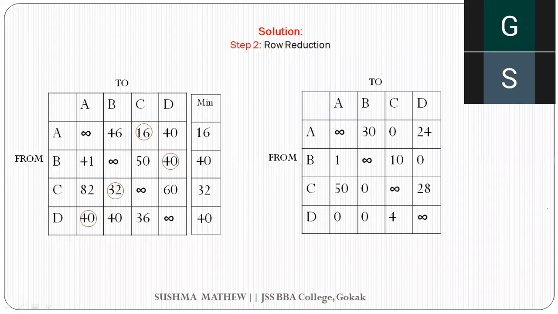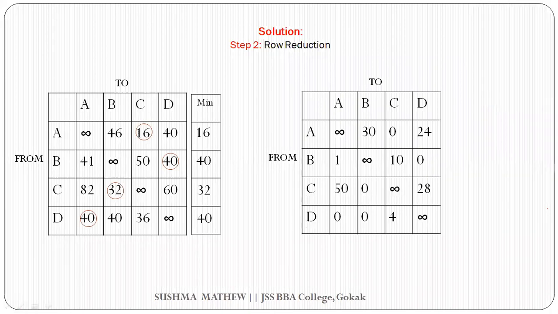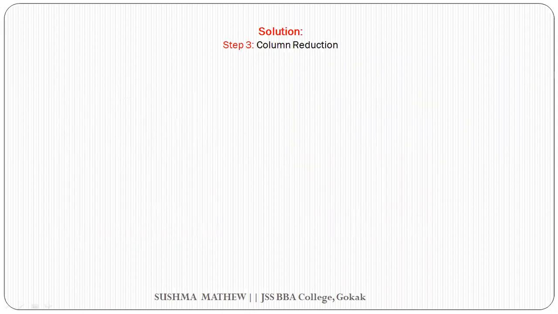Now you can cross verify. 46 minus 16 is 30, 16 minus 16 is 0, 40 minus 16 is 24. Likewise, in every row, we have reduced and we have to keep it. Okay? And this is called row reduced matrix. Clear? Now, the next step is, whatever reduced matrix is there, we are taking it forward for column reduction.